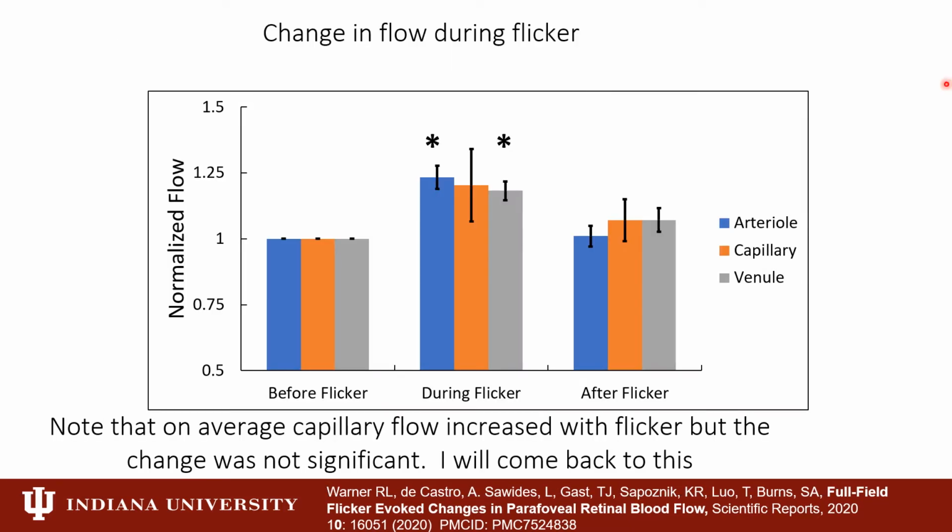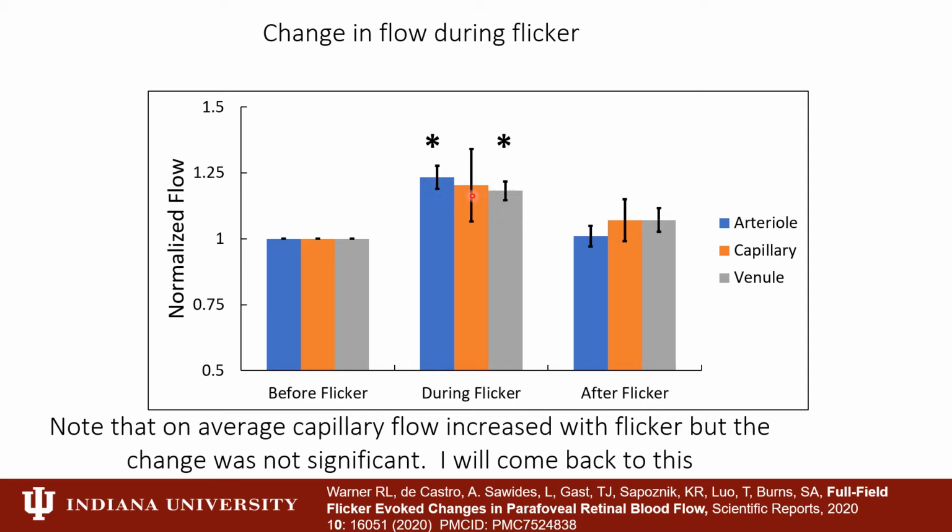And what we see is we can get the same type of effect we expect from other measurements of neurovascular coupling. When we turn on flicker in all the vessels, the flow increases by about 20%. When we turn off the flicker, it starts to recover. It's not quite fully recovered here, but it's getting back to baseline, and these are not different than the baseline measurements, whereas during flicker we have clear increases in the arterioles and the venules.